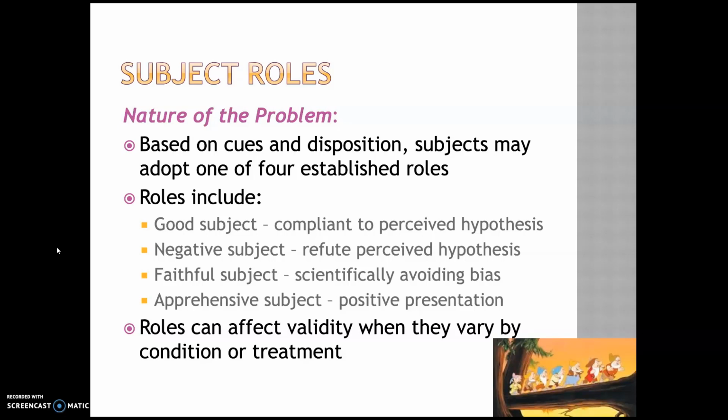The faithful subject is the one we love, God bless them. They are the ones that are trying to scientifically avoid bias. They are telling us the truth, regardless of whether or not they think we want to hear it, which is exactly what we want from participants. And then also the apprehensive subject. In this case, the person is really guided by social desirability response bias, in that they're trying to make sure that you perceive them in a positive way, that their answers are received positively. Once again, not telling the truth, more concerned about perception.